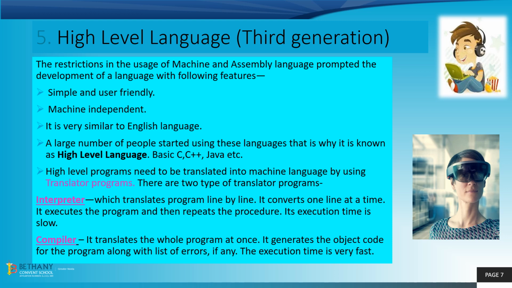Then compiler. It translates the whole program at once, as compared to the interpreter, which translates the program line by line. It generates the object code for the program along with a list of errors. The execution time is very fast in compilers.